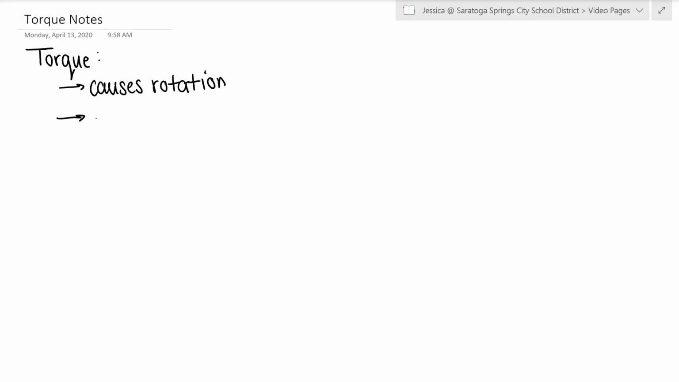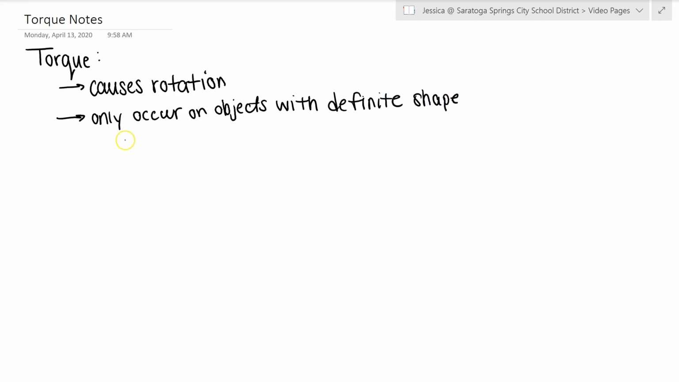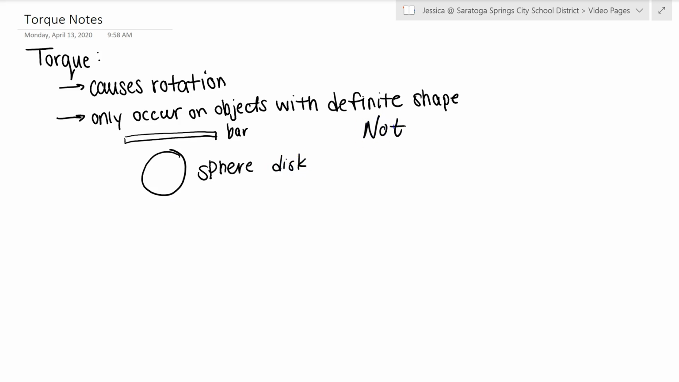Torques can also only occur on objects with a definite shape. So what do I mean by a definite shape? I mean like a bar or a sphere or a disc, something like that. But what I'm especially thinking of as not being able to cause a torque is a point mass.